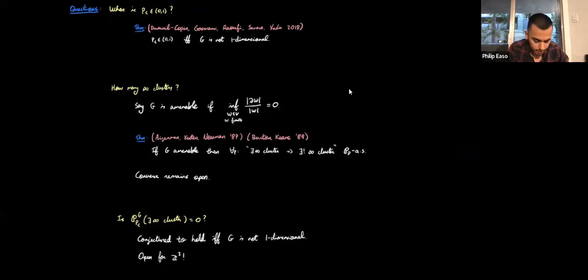Okay, and then this last one I mentioned: what happens at the critical parameter, is the phase transition continuous? Again, it's conjectured to hold whenever G is not one-dimensional, and we'll see this one-dimensional thing come up later. They're kind of the bad guys in the story. But it's open even for the three-dimensional Euclidean lattice. And this is a major problem in the area.